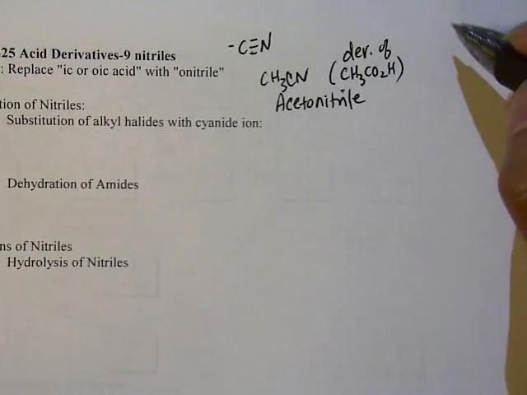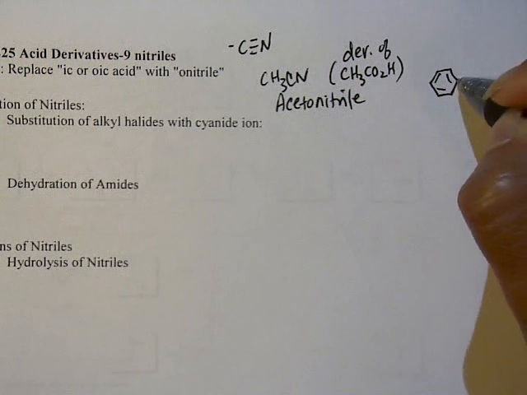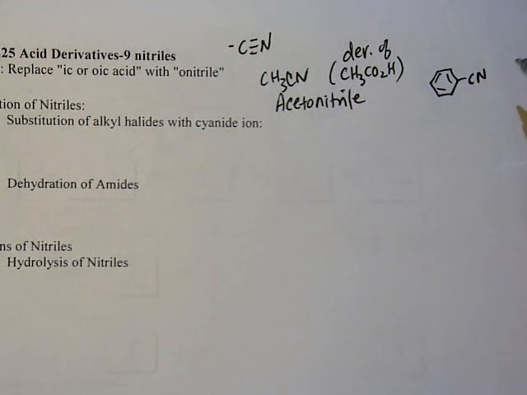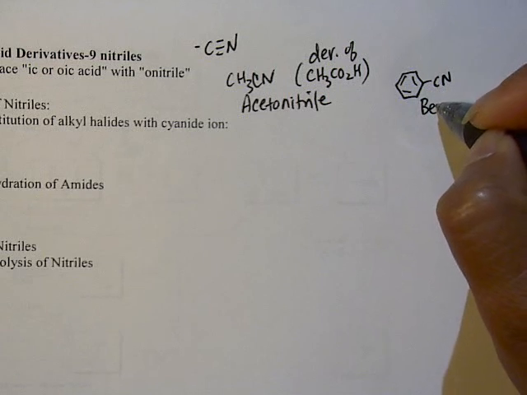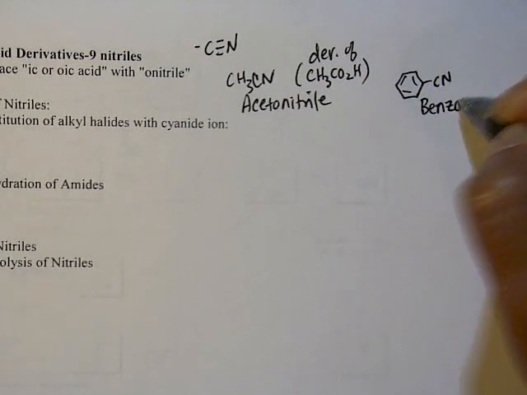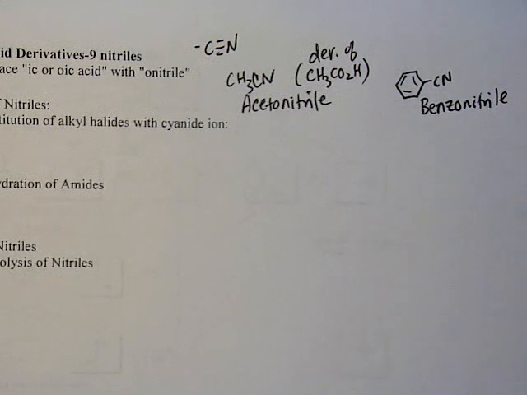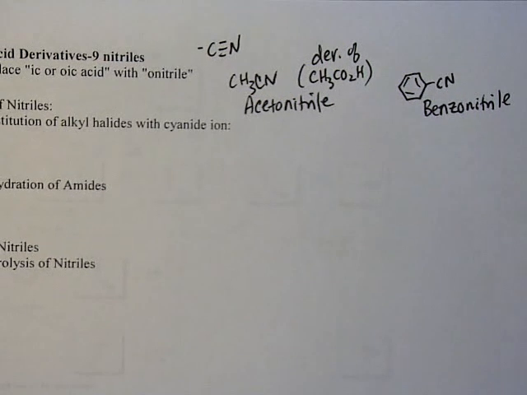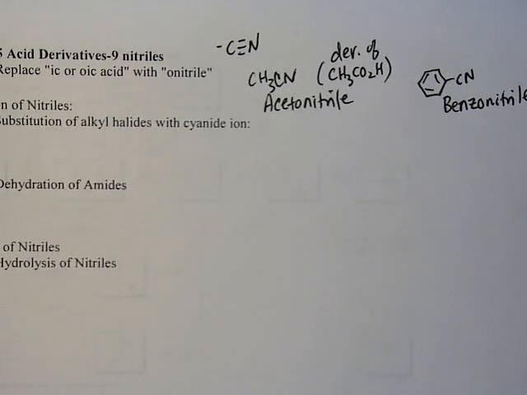And the other example is if you have this compound, then this is benzonitrile. All right, so it should be pretty simple to name these.